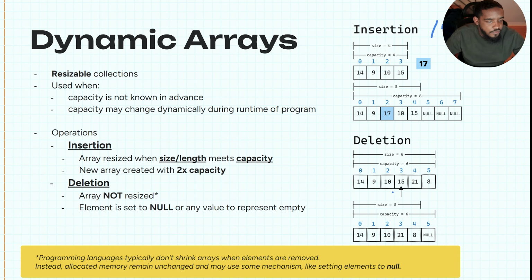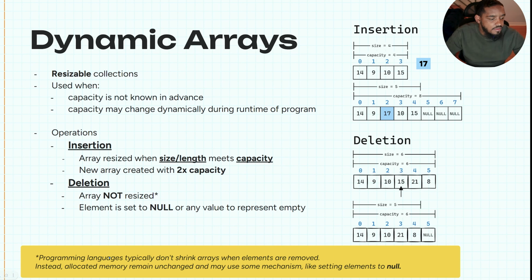For deletion, we don't resize. We do not resize because in that specific index, the element inside of the array, we simply set it to null, or any value that represents empty. You see right here is null at the end. We want to remove 15, but what actually happens is that we set the element to null and we shift the elements so that the null value is at the end of the array.